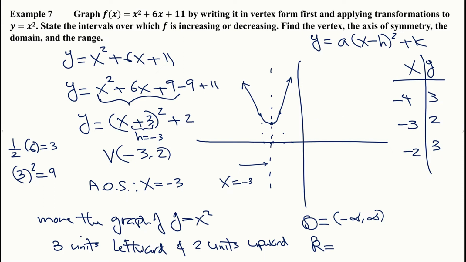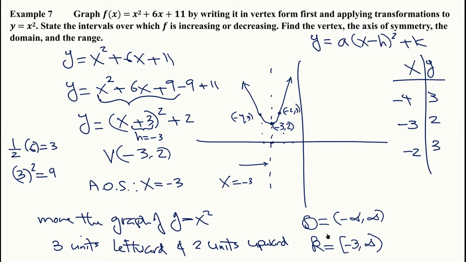Let's mark the points. The vertex was at -3, 2. This point on the left was -4, 3. And the point on the right was -2, 3. So notice there's not going to be any output below the line y equals -3. So the range is going to be bracket -3 to infinity. Include the -3 in your range. So that's why we need a bracket, not a parentheses.